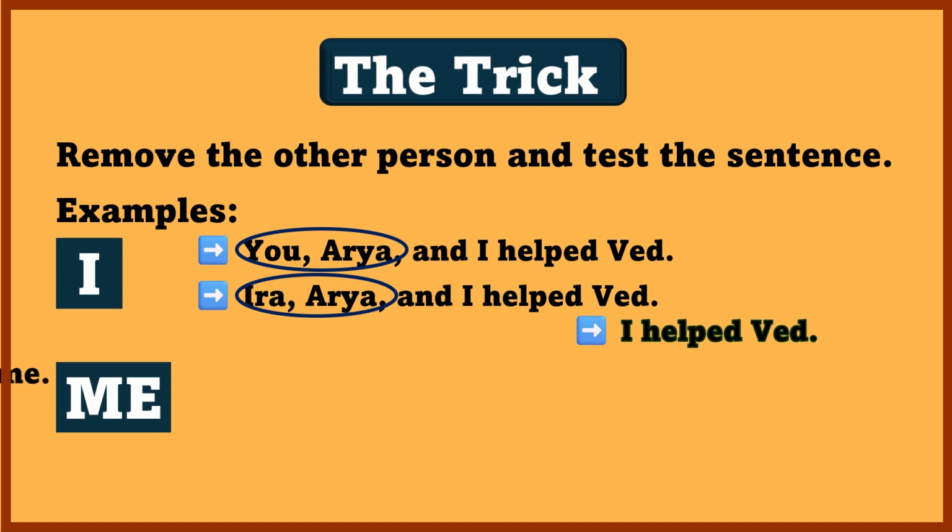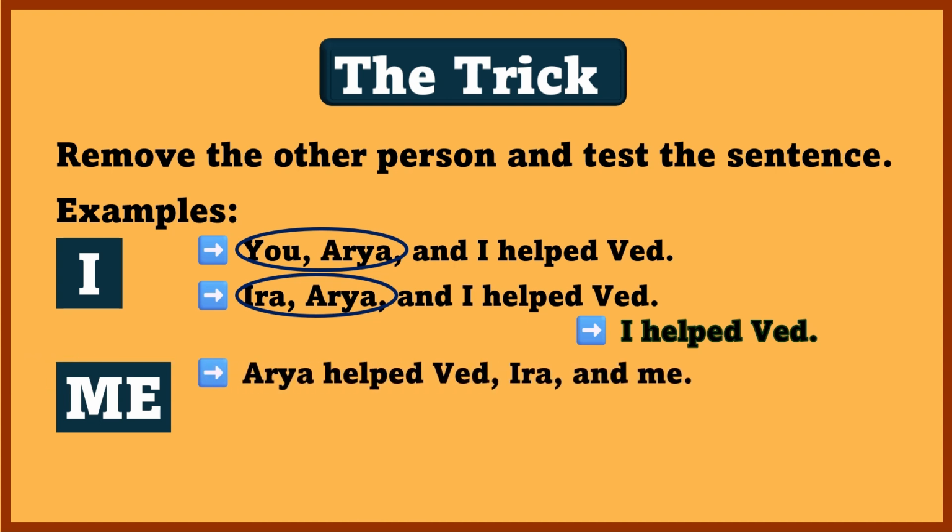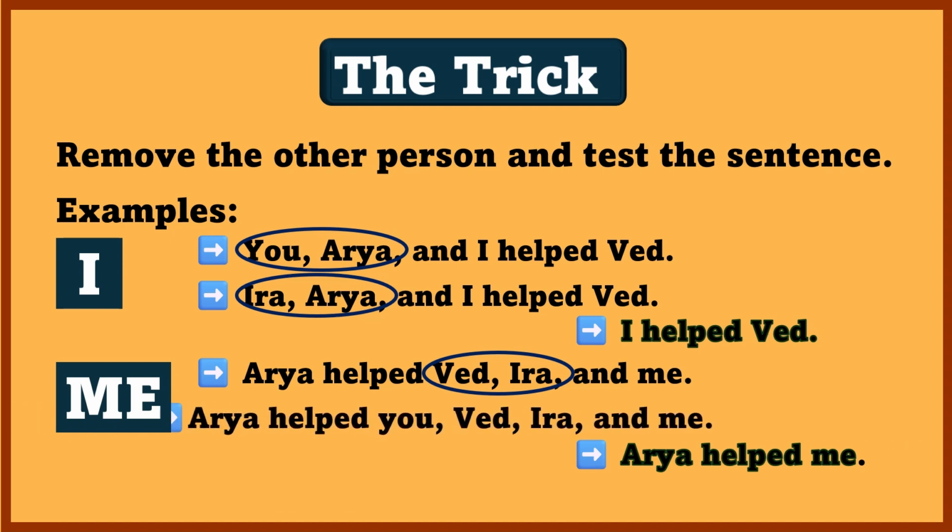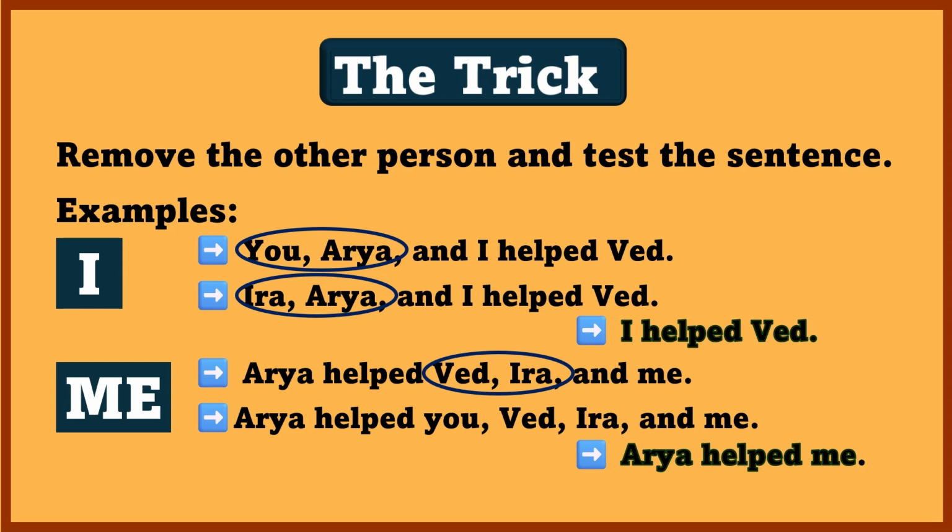Let's look at some examples. Arya helped Ved, Ira, and me. Remove Ved and Ira from the object group. So the sentence would be Arya helped me, which is correct. Take another example. Arya helped you, Ved, Ira, and me. Remove you, Ved, and Ira from the object group. So the sentence would be Arya helped me, which is correct.